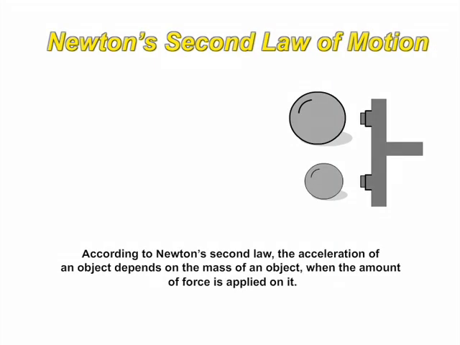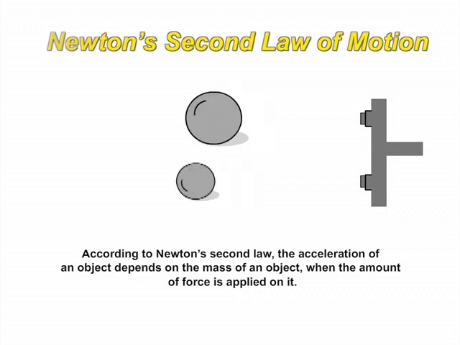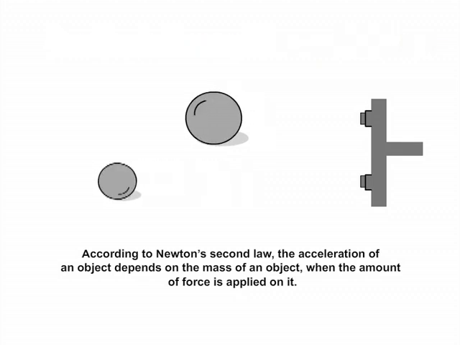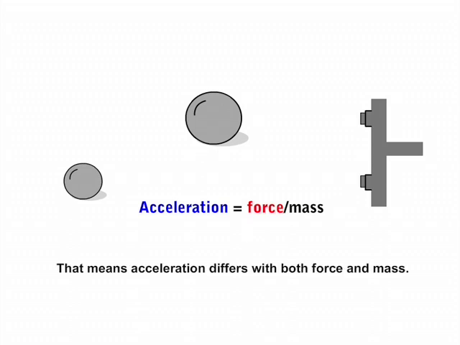According to Newton's second law, the acceleration of an object depends on the mass of the object when a force is applied on it. Acceleration is equal to force by mass. That means acceleration differs with both force and mass.